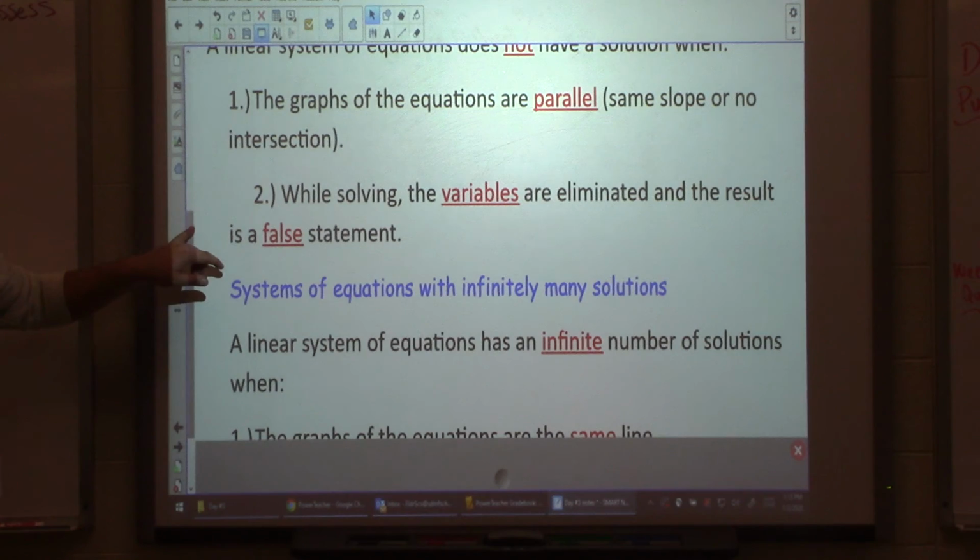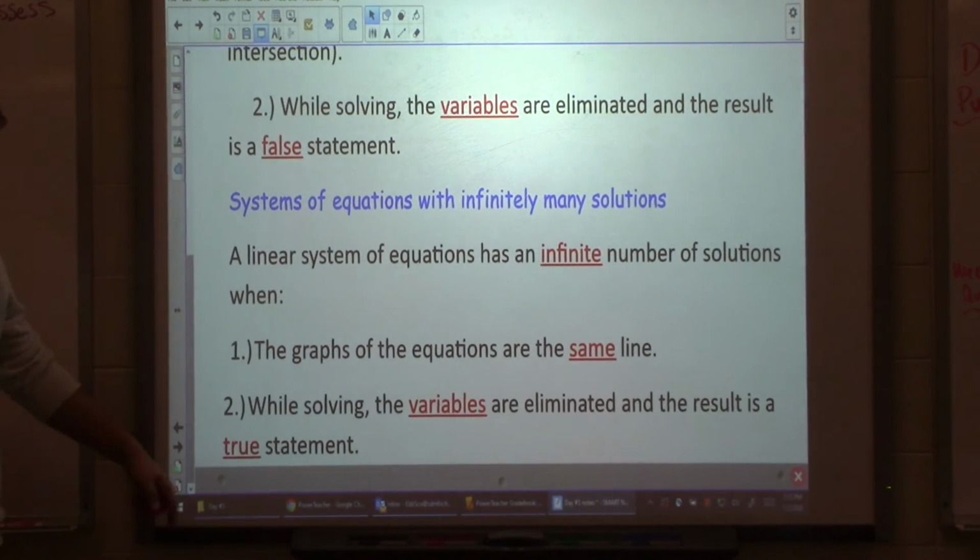Now, for infinitely many solutions, the graphs will be the same line. We talked about that before too, right? If it's the exact same line when you graph both of them, it's going to be infinitely many solutions. Or if you're solving and the variables cancel out or are eliminated again, and it becomes a true statement, that means any numbers you put in there are going to work. So it'll be infinitely many solutions then. Alright? Any questions? Can I keep going? We good? Good.